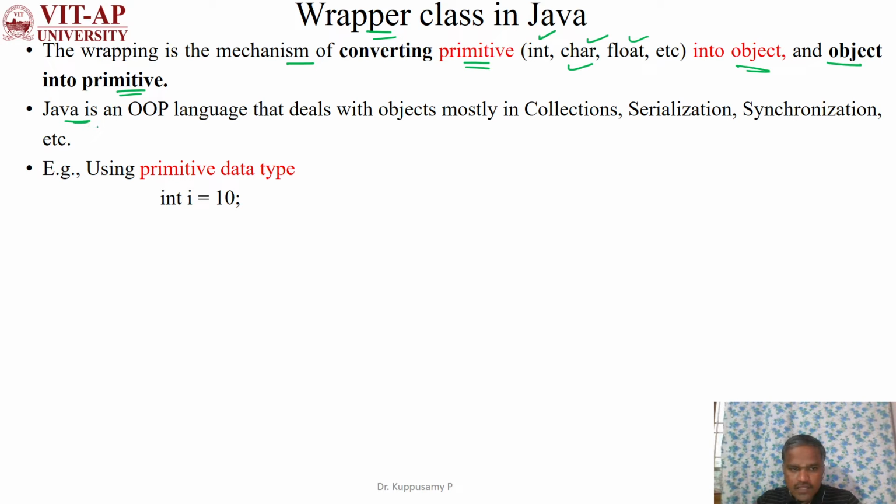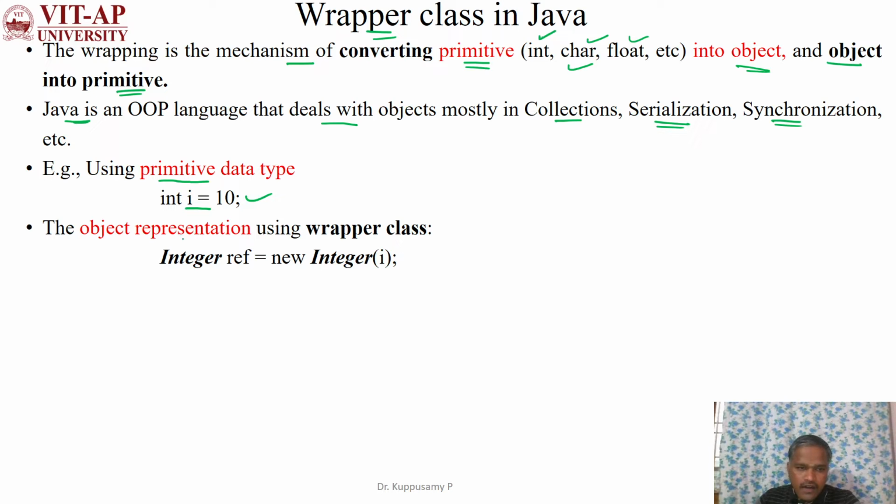Java is an object-oriented programming language which deals with objects most of the time, in terms of collections, serialization, synchronization, etc. Here the example is given with the familiar primitive data type integer, which has the value 10. I am going to transform this data type into an object with respect to the wrapper class. Here Integer is the wrapper class which converts the primitive data type int into the wrapper class data type and stores the value in the object reference.